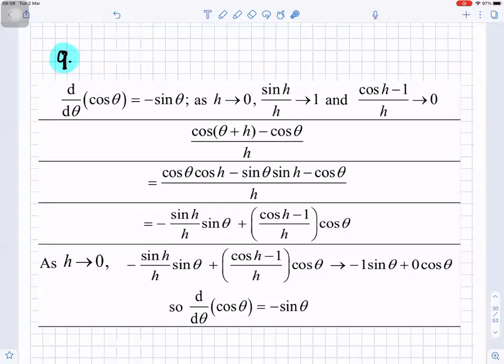So that's question 9, written neatly. Cos of theta plus h minus cos theta, you change it to that, and then you factorize that out, separate them, and it's all written neatly. So when you differentiate cos theta, you get minus sine theta.